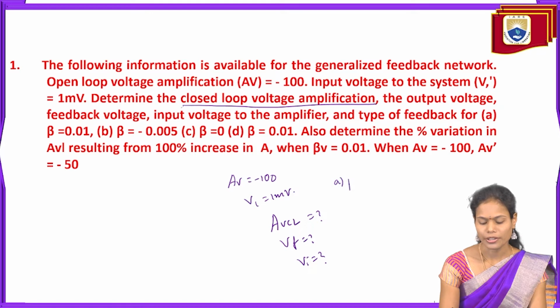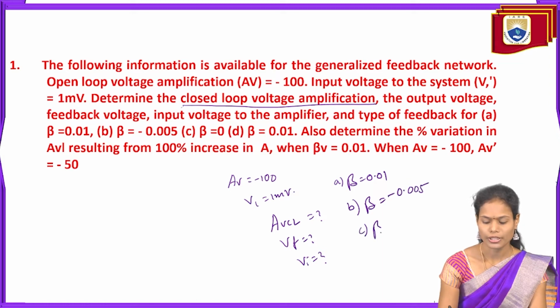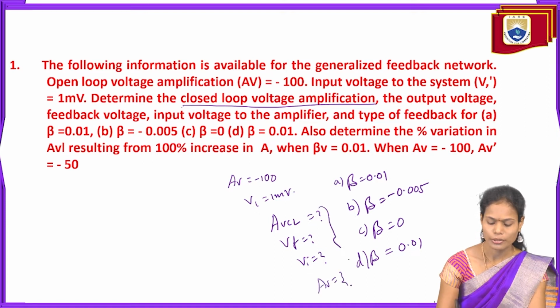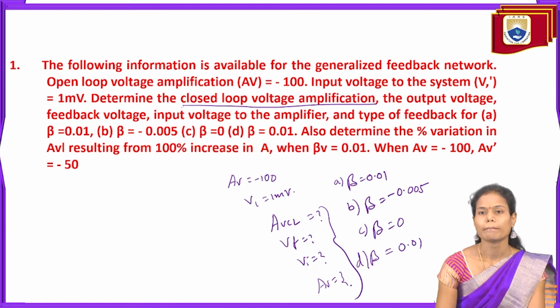for A beta equal to 0.01 and A beta equal to minus 0.005, and for beta equal to 0 and beta equal to 0.01. We also need to determine the percentage variation in the voltage gain resulting from a 100% increase in A. And also, when beta equal to 0.01, voltage gain equal to minus 100, and A dash equal to minus 50, in that case we have to find how much percentage variation there is in the gain. These are the parameters we need to calculate from this particular problem.